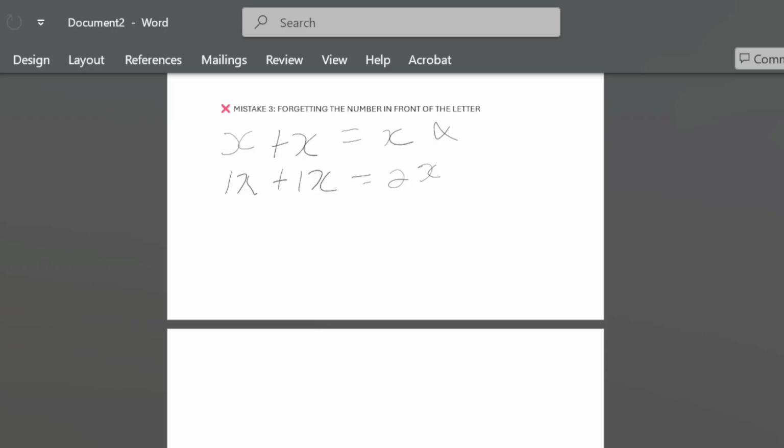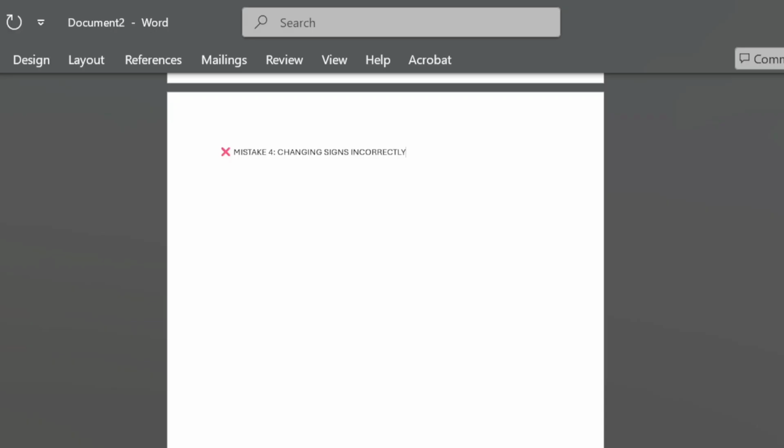Then we have mistake number 4, which is changing signs incorrectly. So we will be given x minus 3 is equals to 7. Another mistake is changing signs incorrectly. So if we subtract 3 from x, we must add 3 to remove it, not subtract again. And then it will be solved correctly. So what we do to the left, we must do to the right. So in this case, we're going to say x minus 3, and to remove it, we say plus 3. And then on the other side, we will say plus 3. And these two will cancel off, and it will just be x is equals to 10.